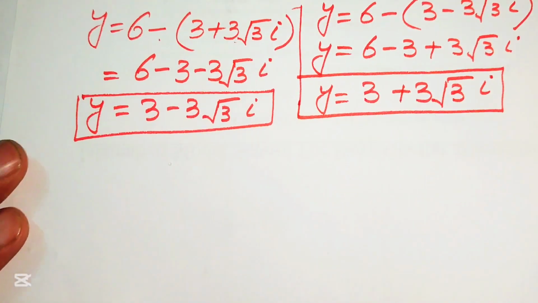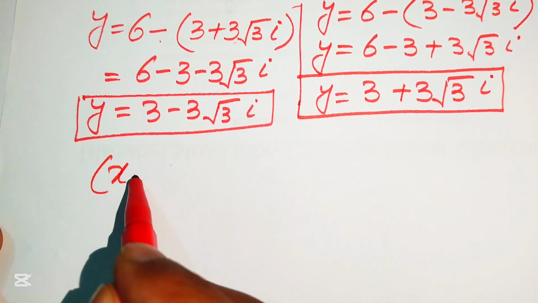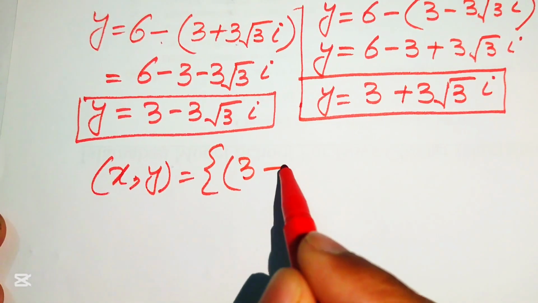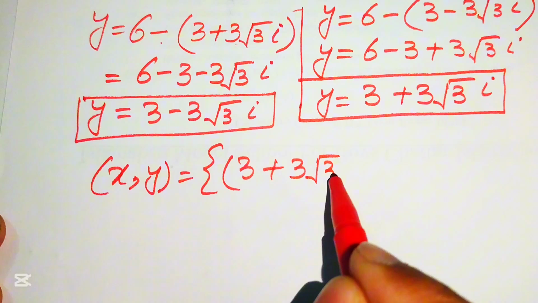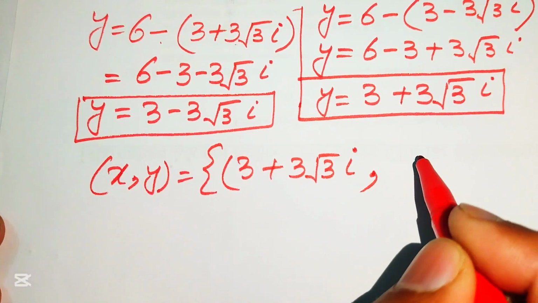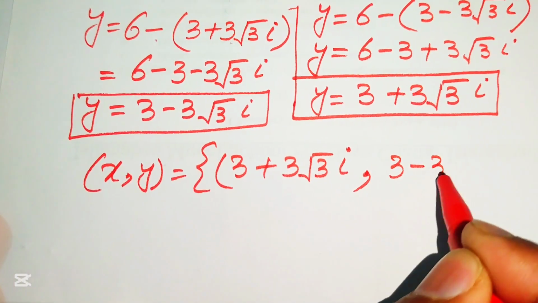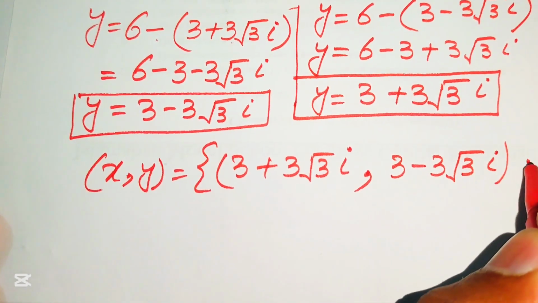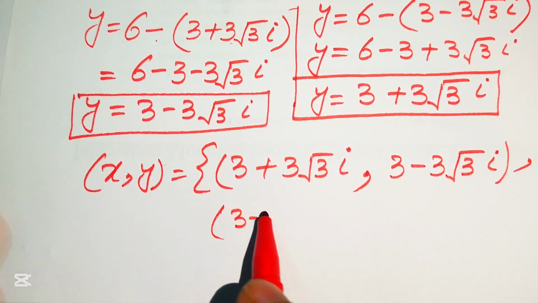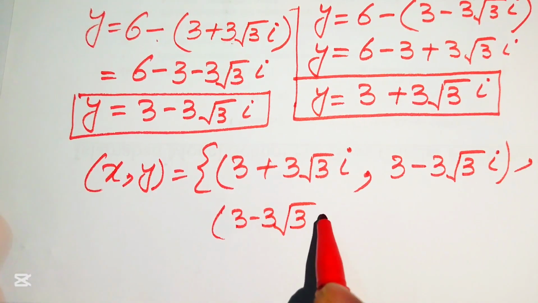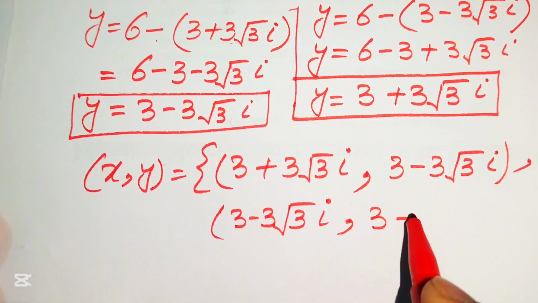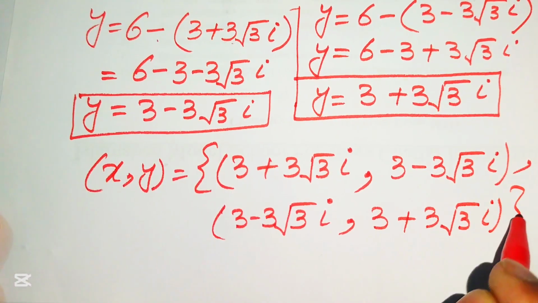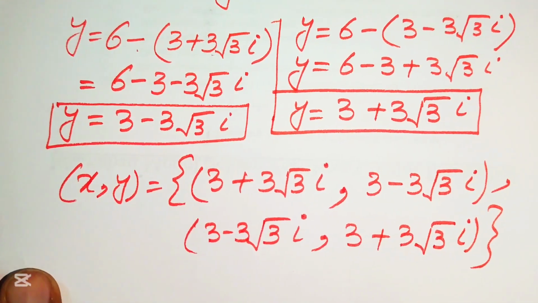Okay, so finally we have the two solutions of the given equation, x, y equals: the first solution is 3 plus 3 times the square root of 3 iota. This is the value of x, and the corresponding value of y is 3 minus 3 times the square root of 3 iota. This is the first solution, and the second solution is 3 minus 3 times the square root of 3 iota and 3 plus 3 times the square root of 3 iota. So these are the two solution sets of the given equation.